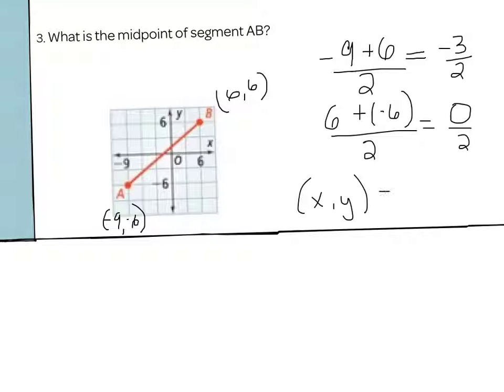The x is simply going to be -3 over 2. And the y is 0 divided by 2 as well. 0 divided by anything is just 0. So this is the coordinate of the midpoint. Let's put it in. It appears to be right at this blue dot.